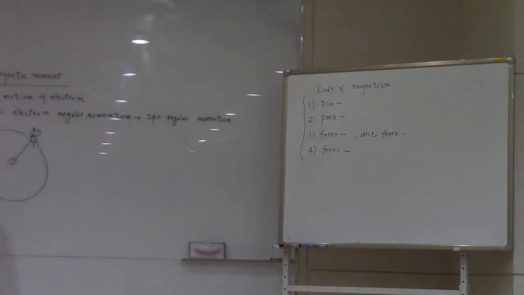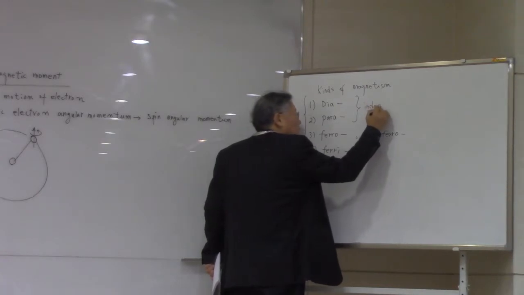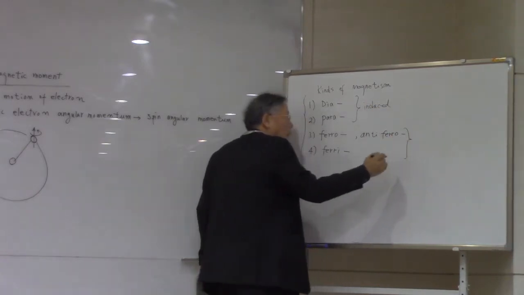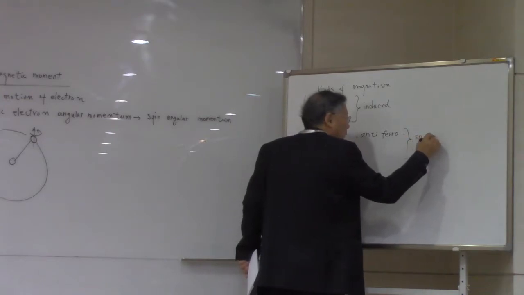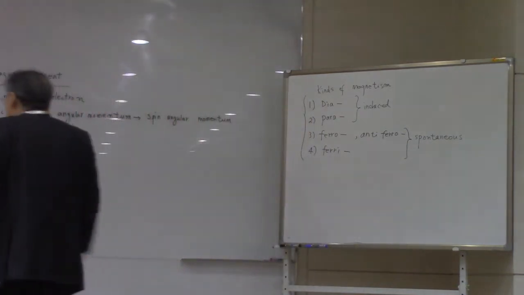Okay, we are going to discuss about these four, and all this magnetism come from two sources of electron actions. One is the orbiting action, and the other is the spinning action of electrons. So let me discuss about the diamagnetism first. And dia and para are induced magnetism, and these are the spontaneous magnetism. Okay.